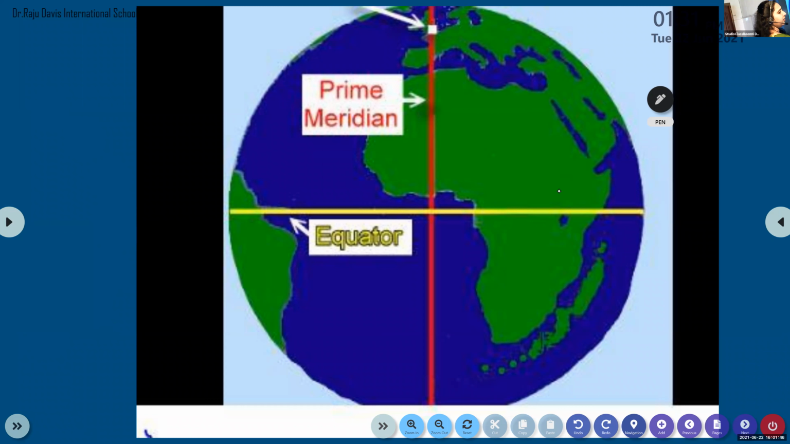Eastern and western hemisphere. Okay. This prime meridian divides the globe into eastern hemisphere and western hemisphere. Have you all understood? Yes, ma'am. Now, the equator divides the globe into which hemispheres? Northern hemisphere and southern hemisphere. Okay, then the prime meridian divides the globe into western hemisphere and eastern hemisphere.